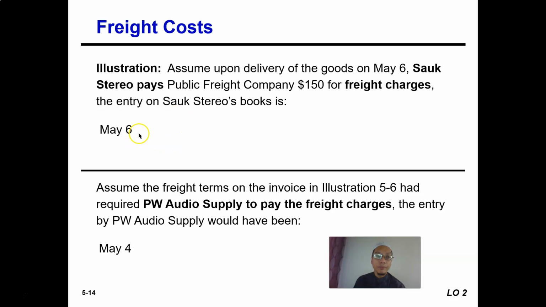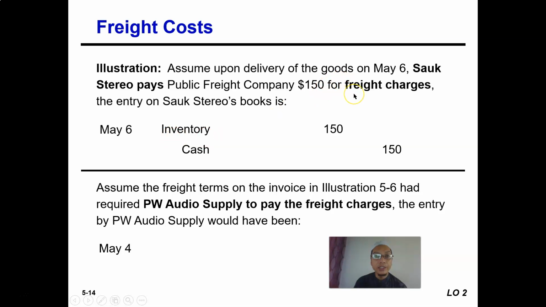Okay, so the general entry will be debit to inventory $150 and credit cash, assuming that they pay the shipping by cash, they will credit cash by $150. So why do we debit inventory by $150? Because freight charges is a cost that needs to be borne by Soak Stereo in order to bring the inventory to their place. Okay, so it is part of the inventory cost. So the cost of the freight is inserted into the inventory, or is embedded into the cost of inventory.